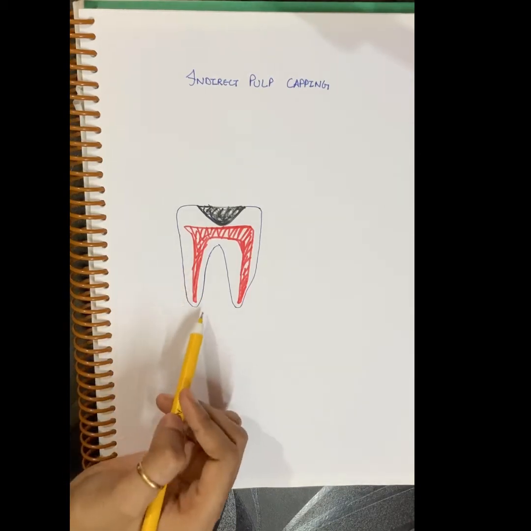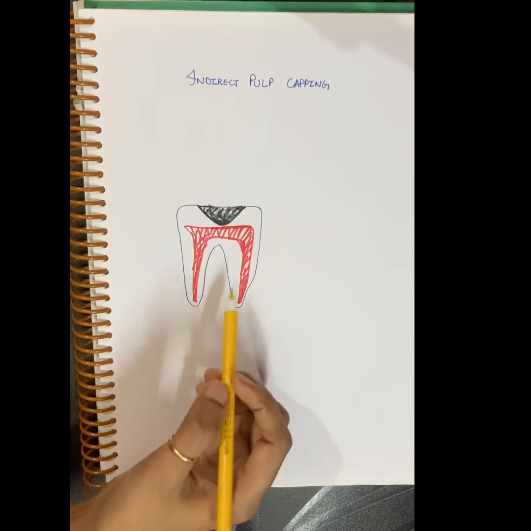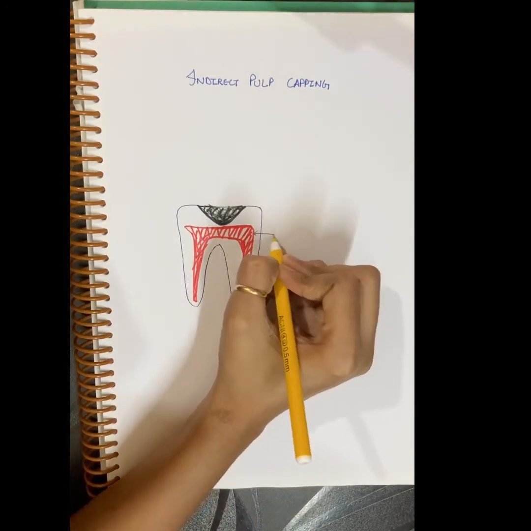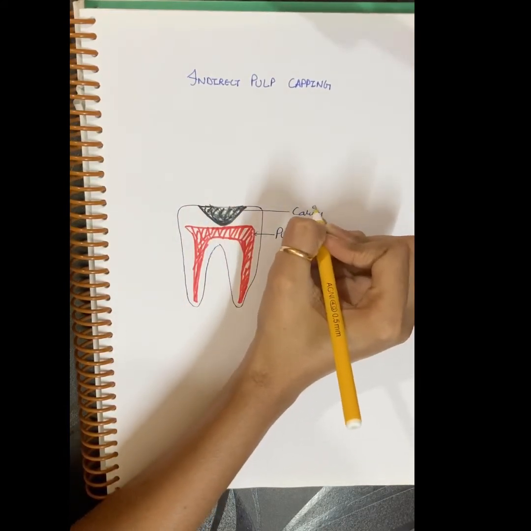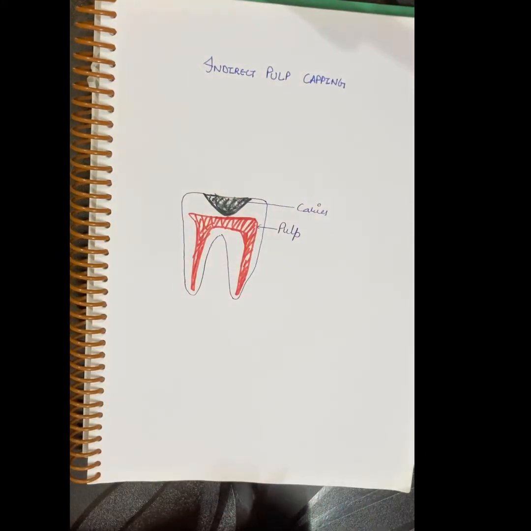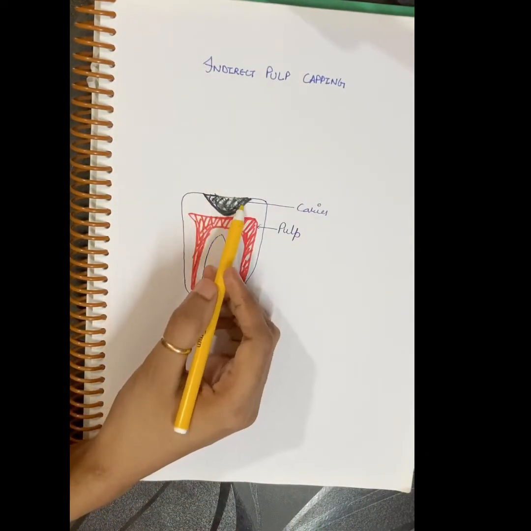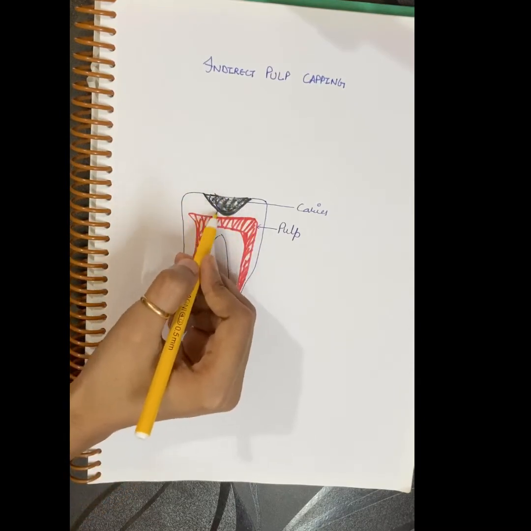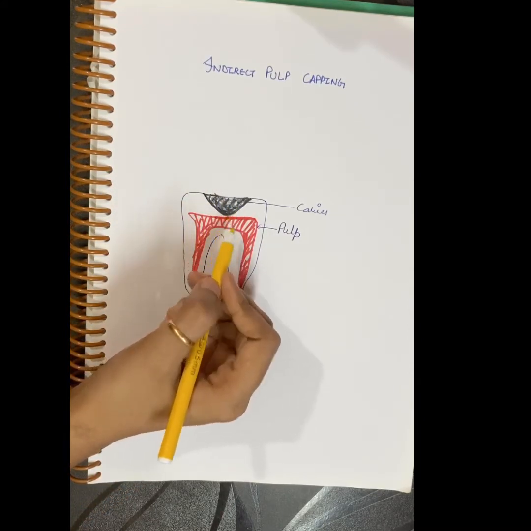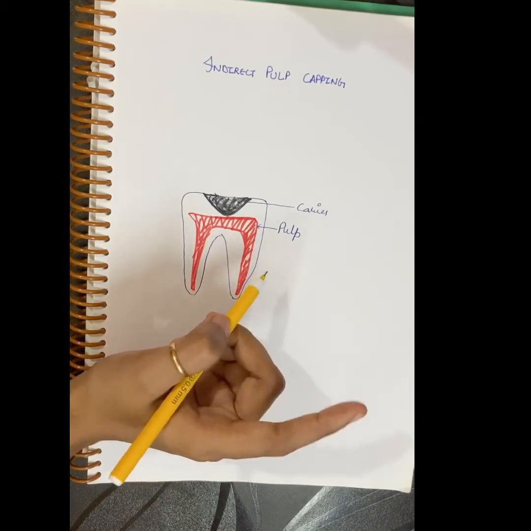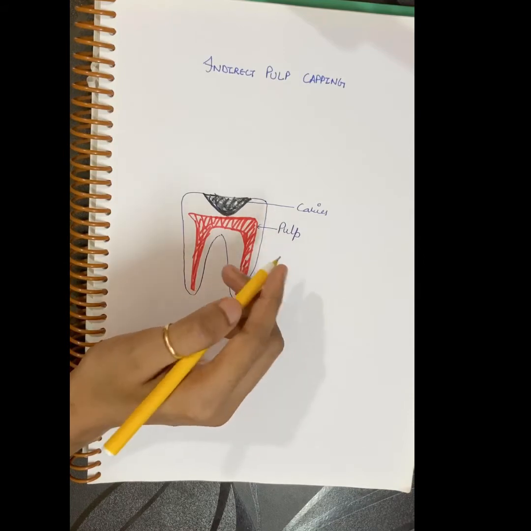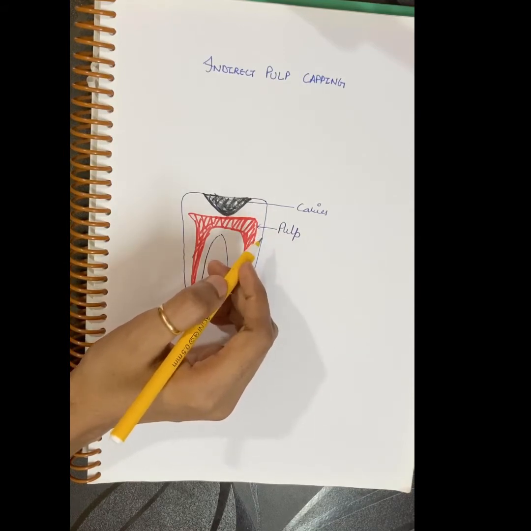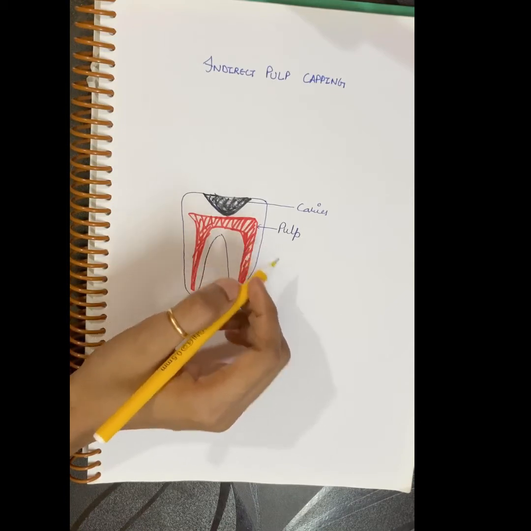You can see this, it is a simple tooth I have made. This red portion is the pulp. This black portion is the caries. What we do in indirect pulp capping is we remove all the infected caries, leaving some part of the affected caries so that we prevent the pulp exposure. Here the caries has not yet approached the pulp, so we left some part of the affected dentine to get remineralized with the help of a biocompatible agent to prevent the pulp exposure.